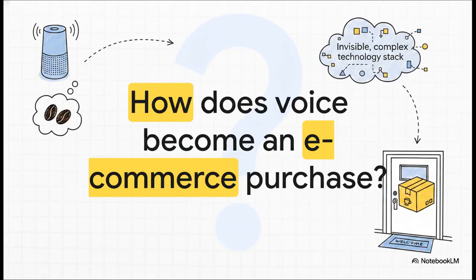Picture this, because it's a scenario we're all pretty familiar with. You're standing in your kitchen, right? And you just yell out, "Order more coffee beans." Fast forward a couple of days, and boom, a package arrives at your front door. How does that actually happen? What is the invisible, crazy complex tech stack that makes everyday actions like ordering via a smart speaker even possible? Well, today, we're going to demystify that entire layered process.